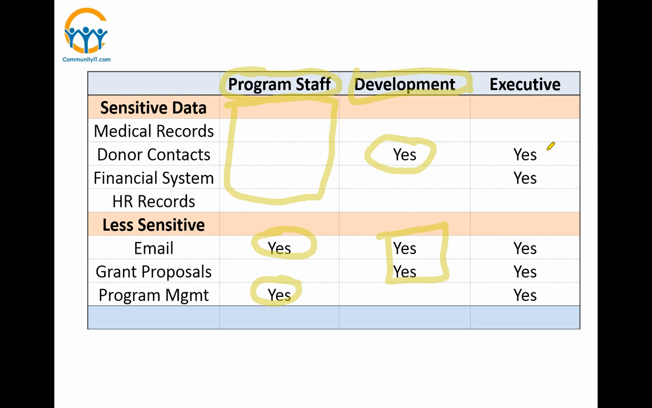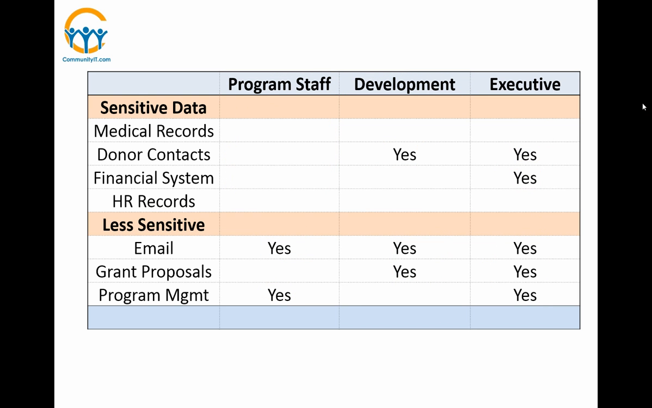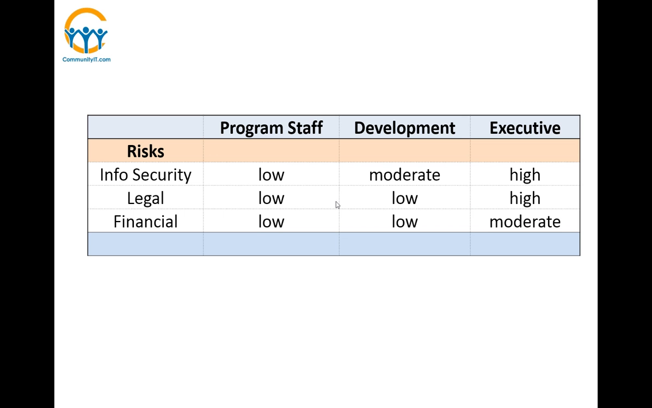And then finally, your executive staff also need access to the donor contacts. They have access to the financial system. They have access to all of this. So now you've identified which work roles, which staff, need access to which systems, and what that means for the sensitivity of the data they have access to. Now you can create your risk profile for your different staff.